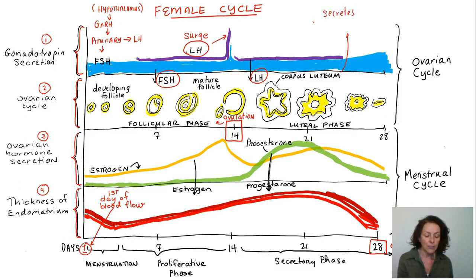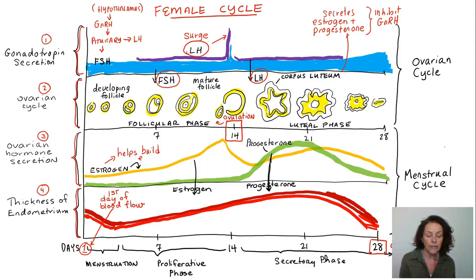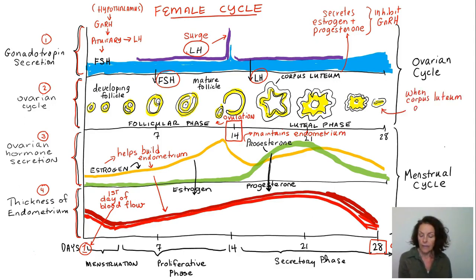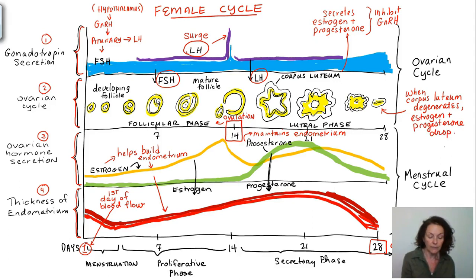And then levels of LH are also going to cause the corpus luteum to mature, which is then going to secrete estrogen and progesterone that inhibit gonadotropin releasing hormone from being released from the hypothalamus. Okay, so just going back and looking at what's happening with estrogen in the ovary, estrogen is going to be helping to build up the endometrial lining, and then progesterone is going to be maintaining that uterine lining. But then when the corpus luteum dies and those two hormones are no longer being made, the endometrium is going to slough off, and then that will lead to day 1 or the first day of blood flow.